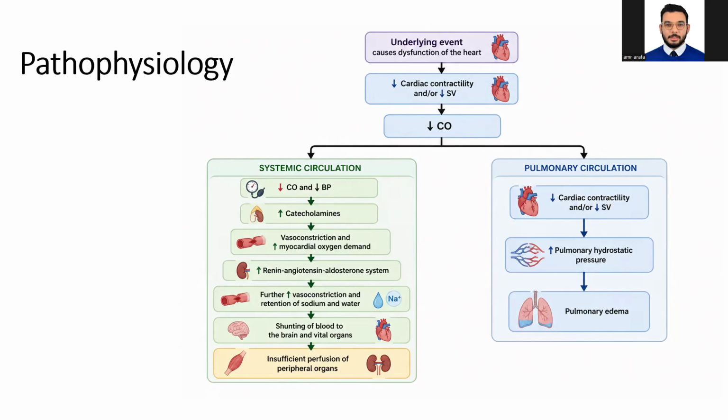Also, the systemic circulation is not going to have adequate blood supply. That means you're going to have your RAS system activated. Your kidneys are going to try to retain water. The blood is going to be directed mainly to the brain and kidneys, as we mentioned. So your systemic vascular resistance is going to be elevated.